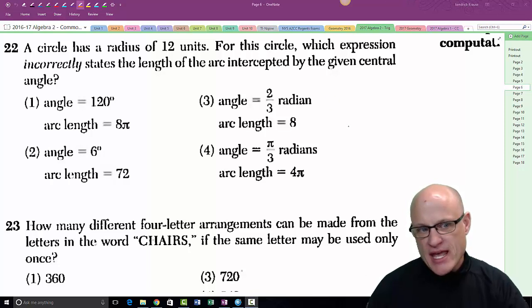Let me draw it. Let's go. A circle has a radius of 12 units.